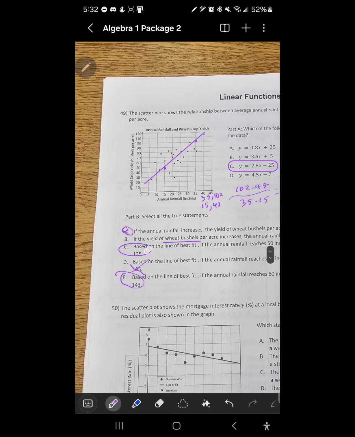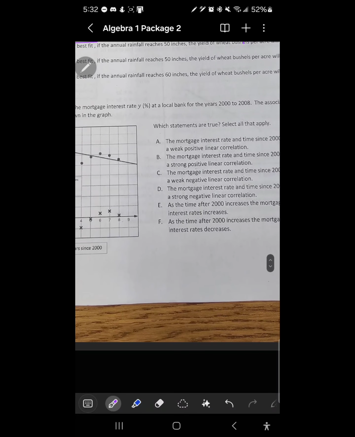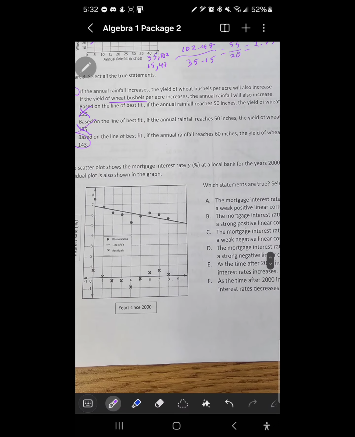I don't know about C though, because we don't get the actual value, so I don't think it actually works, but the ones that are for sure true are A and E. Now, last question. I'm sorry about all of these linear correlation questions. They're pretty weird, but it's important to understand what is happening.